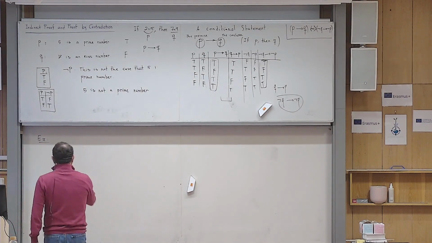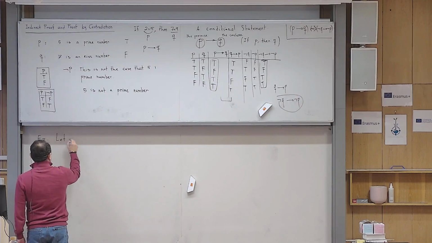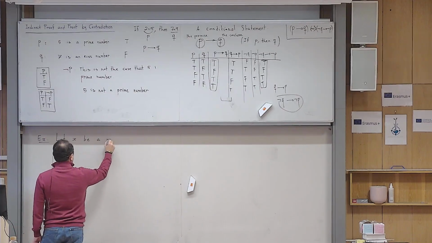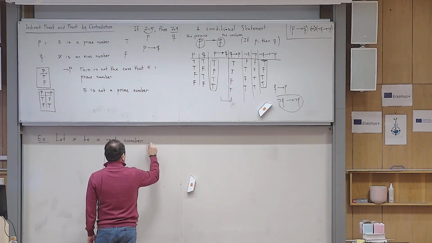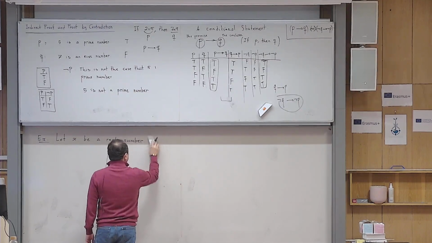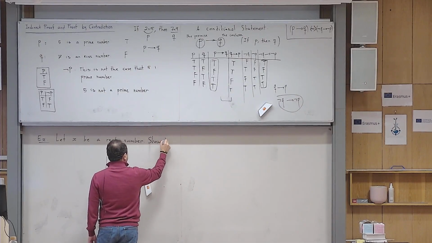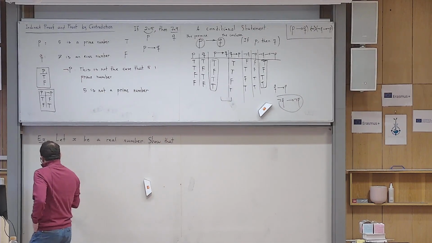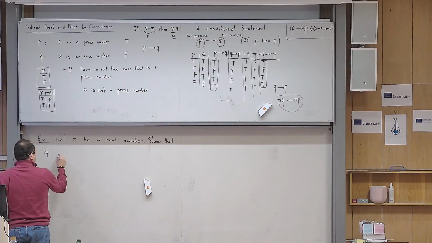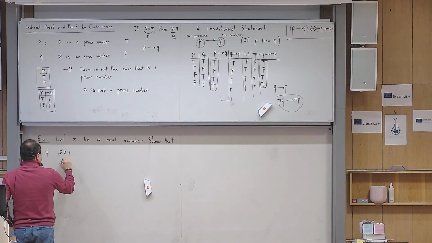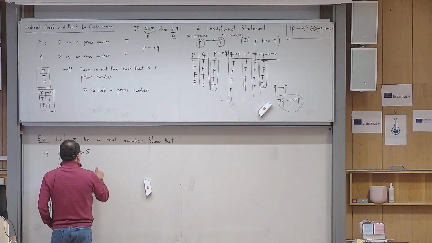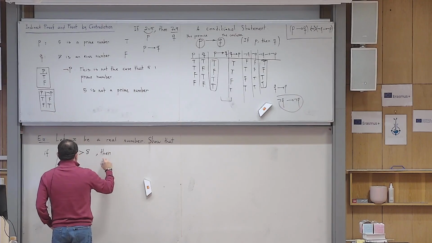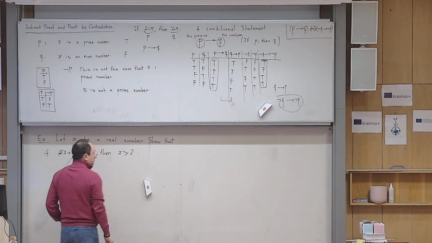So let x be a real number. Show that, or prove that, doesn't matter, show that if, a very simple example, 2x plus 4 is greater than 8, then x is greater than 2. Okay?